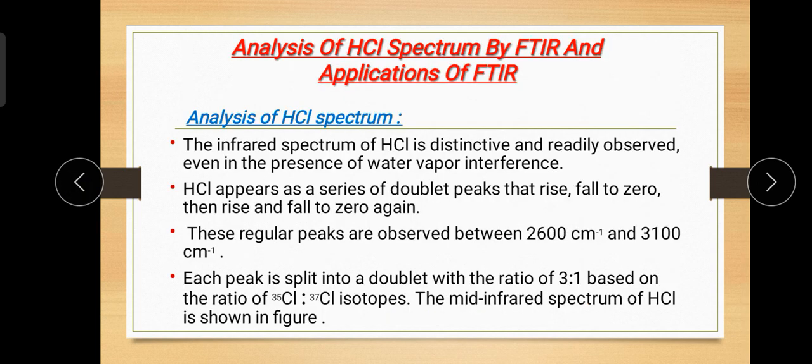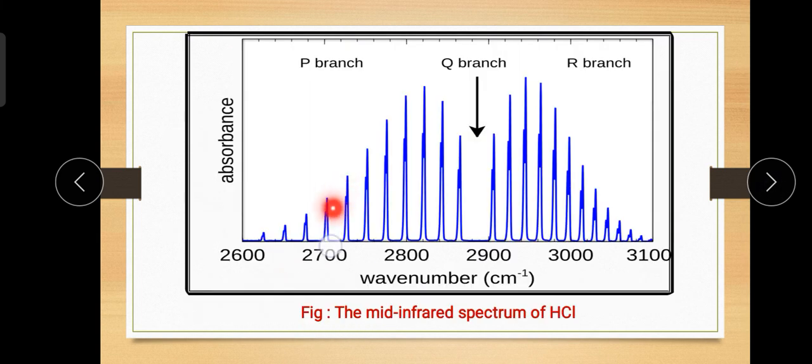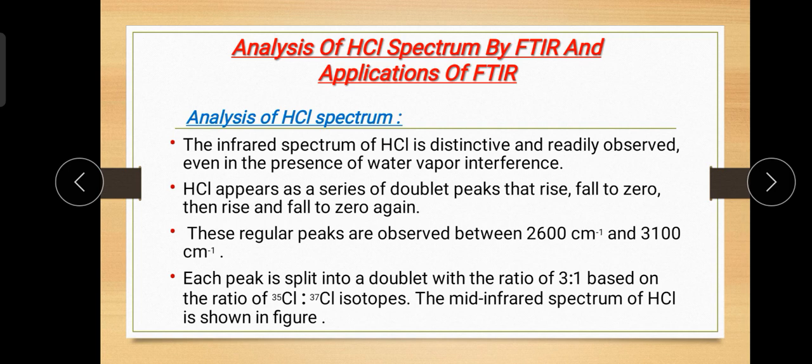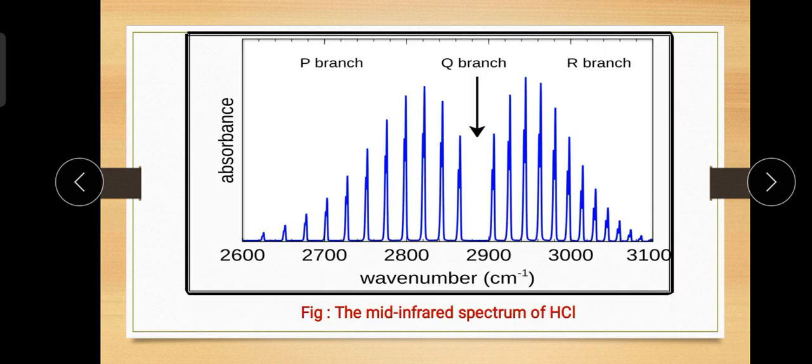That means this ratio 3:1, and this is for the chlorine isotopes, that is 35Cl and 37Cl. So here we get the doublet, this doublet, this doublet, this doublet. Each peak consists of two small peaks, one large and another small. The large peak has an intensity of 3, and the small peak has an intensity of 1. That is, the ratio is 3:1, or we can take it the opposite way, depending on how we consider.